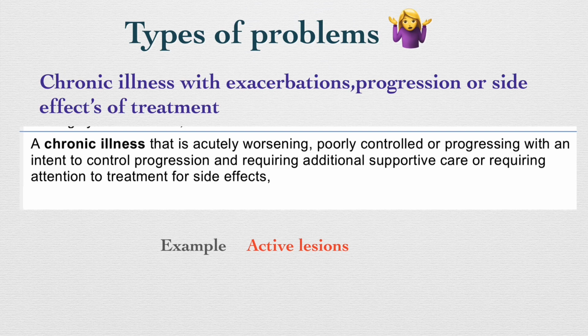Chronic illness with exacerbations, progression or side effects of treatment, which is a chronic illness which is acutely worsening, poorly controlled also, and progressing with an intent to control progression, which requires additional supportive care or requiring attention to treatment for side effects. For example, active lesions.